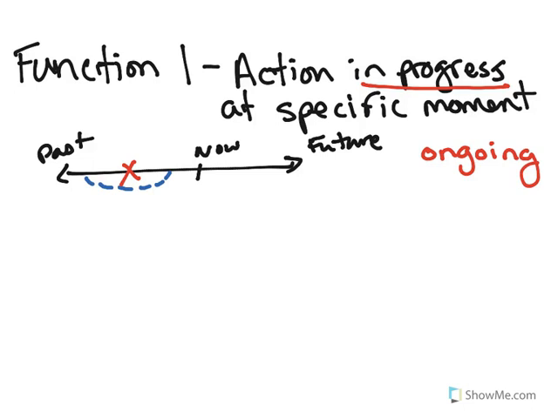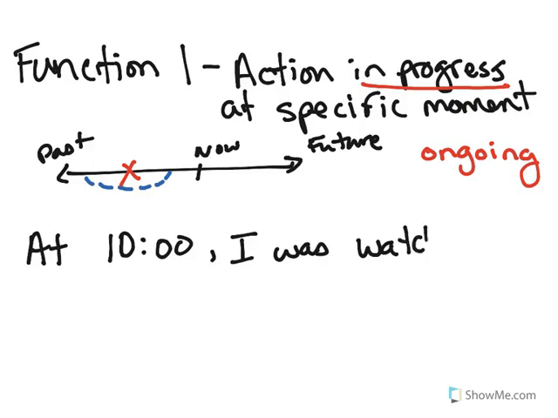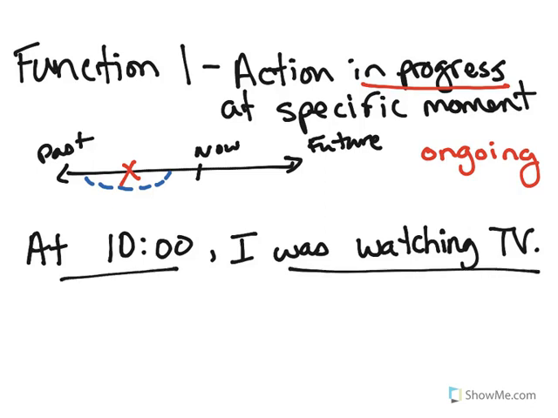So I might say something like this. At 10 o'clock, I was watching TV. Okay? At a specific moment in the past, this is the action that was in progress. So that's one way that I use past progressive.